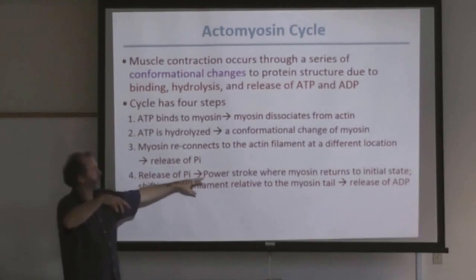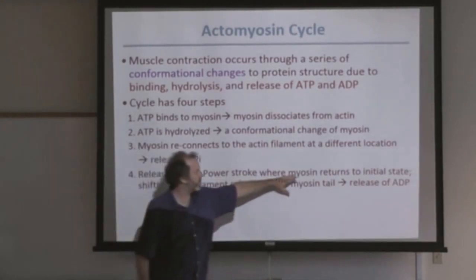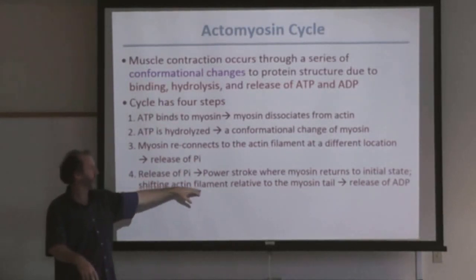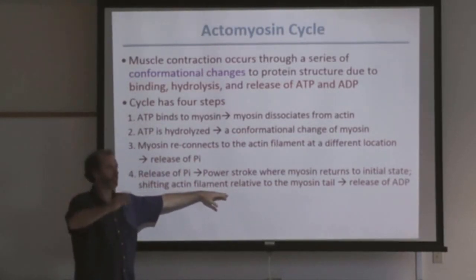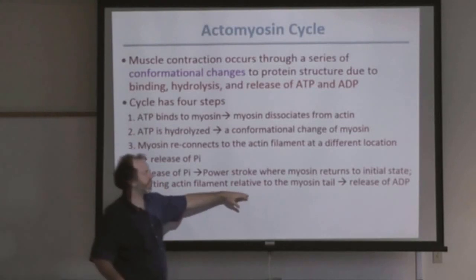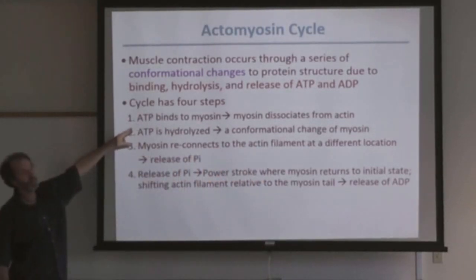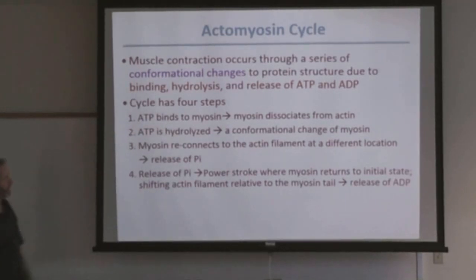Release of the phosphate causes a power stroke, where the myosin returns to its initial state, shifting the actin filament relative to the myosin tail. So it shifts the head shape. And then you get release of ADP. Then ATP can come in and bind again, causing it to have a low affinity for the actin.